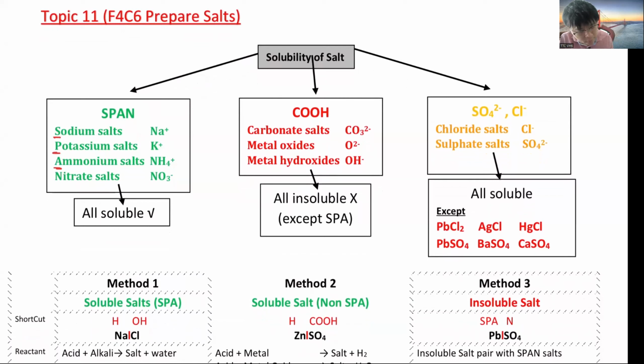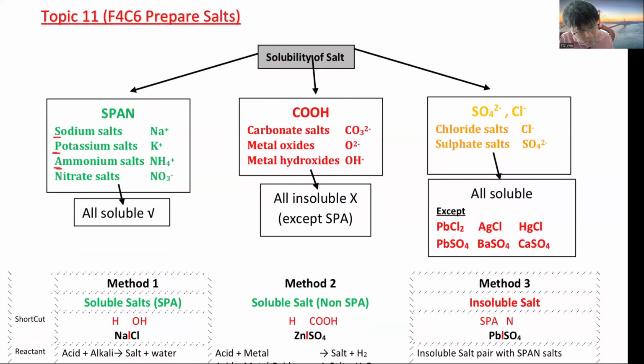Now, based on the solubility, we need to prepare different salts. First, if the salt is a SPAN salt, meaning a soluble salt with sodium, potassium or ammonium, you use method one, which uses acid and alkali. For example, I want to prepare sodium chloride. You know acid is H plus and alkali is OH minus. So the first chemical you need is HCl, hydrochloric acid, and then NaOH.